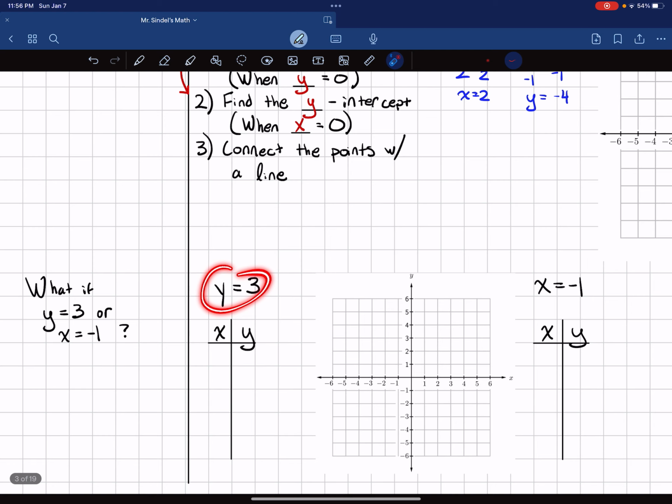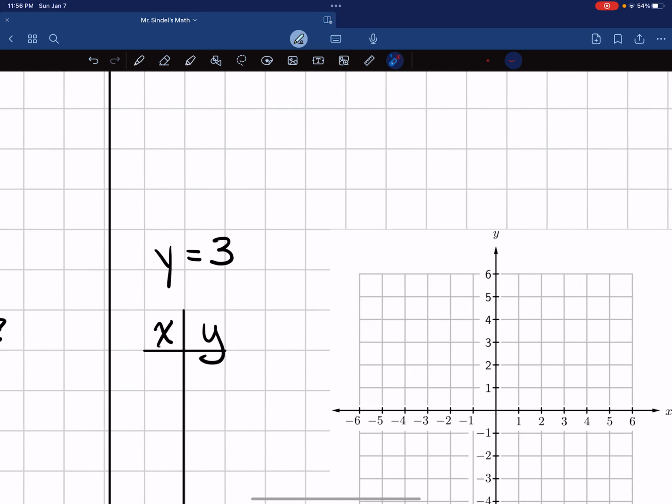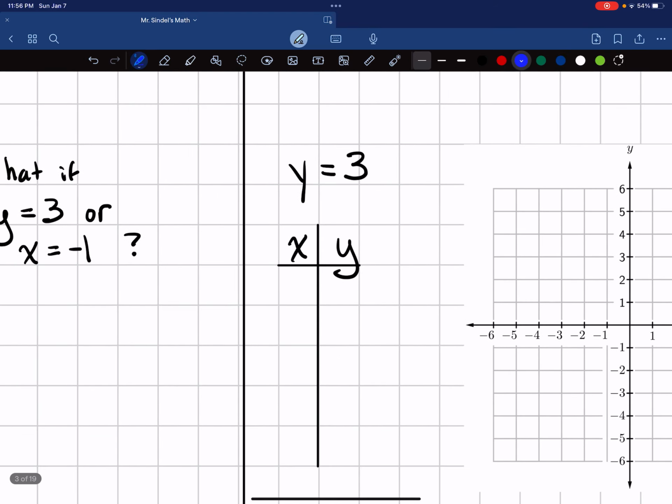What these are telling us is a set of instructions that says, hey, I don't care what you put in for x, but I only care that the y value is 3. So essentially what this is saying is, in your table over here, just make the y coordinates 3. I don't care. Put a 3, put a 3, put a 3, put a 3, put a 3 for all the y coordinates. You can choose anything you want for x.